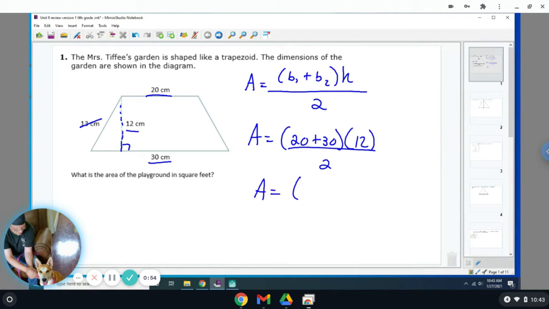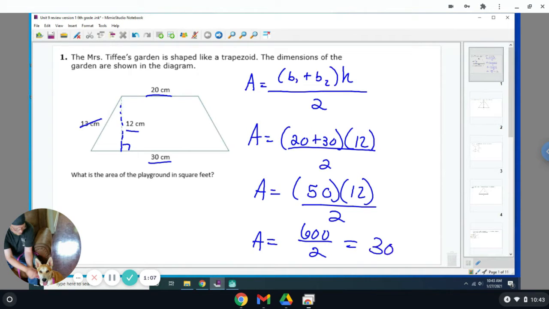So you're going to do 20 plus 30, which is 50, times 12, and then divide by 2. 50 times 12 is 600, divide by 2 is 300. So this is 300 centimeters squared.